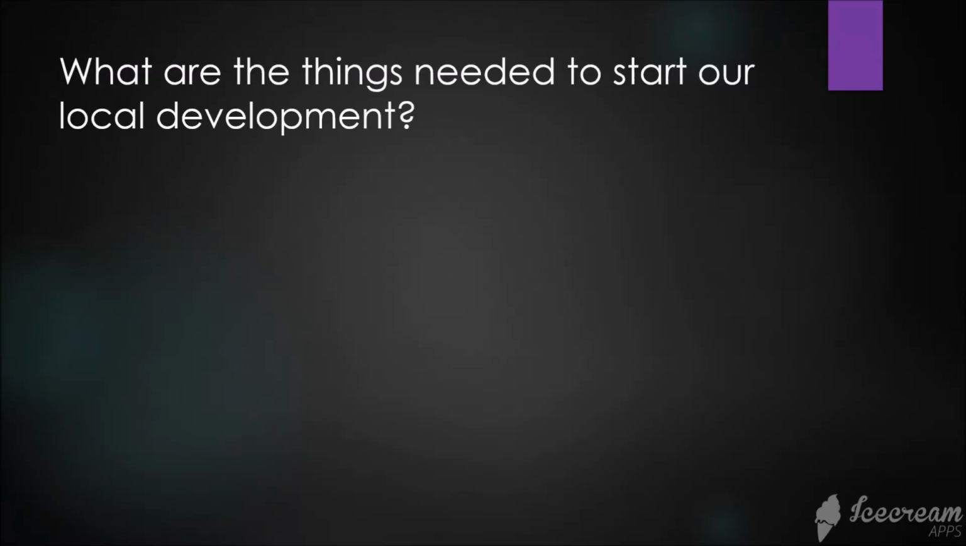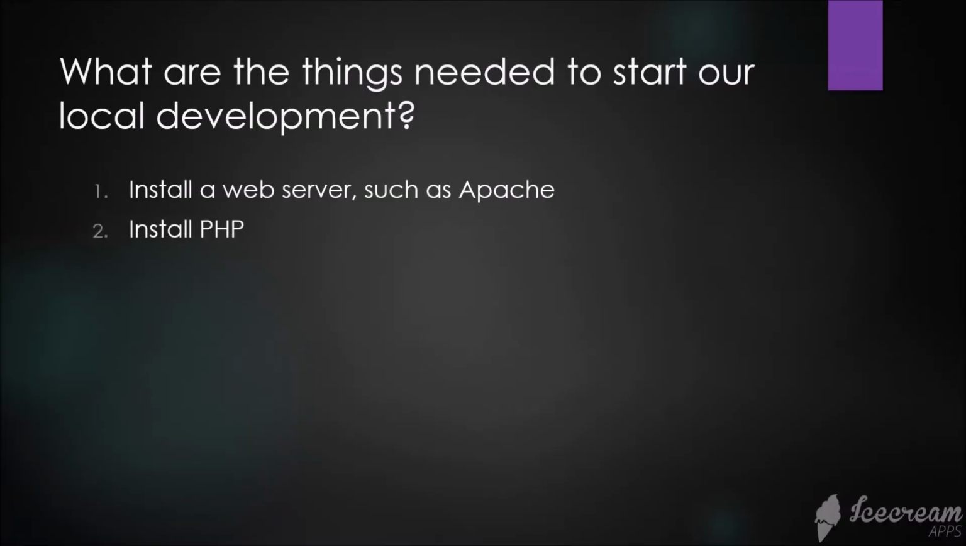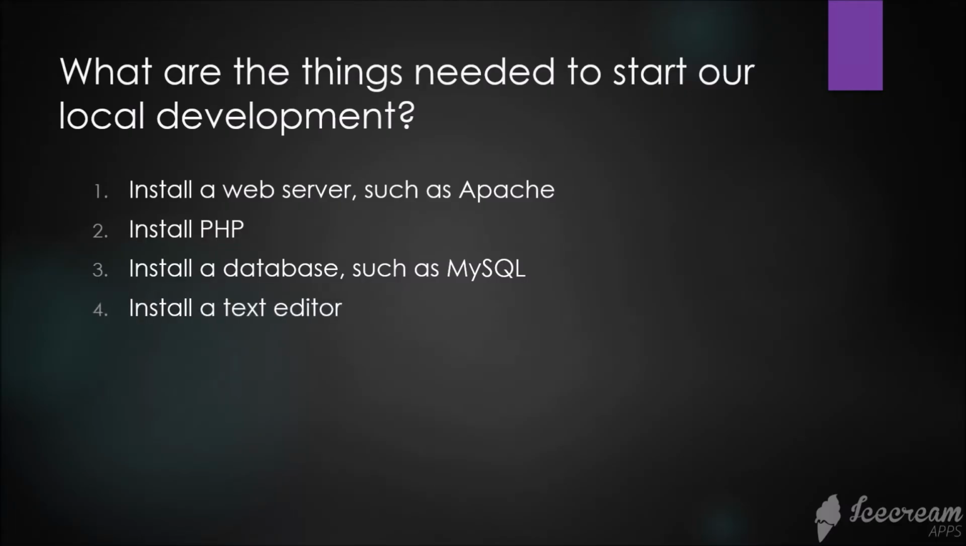Okay, so what are the things needed to start our local development? First, we need to install a web server, such as Apache. Second, to install PHP. Third, to install a database, such as MySQL. Then, install a text editor. Then, install a browser.